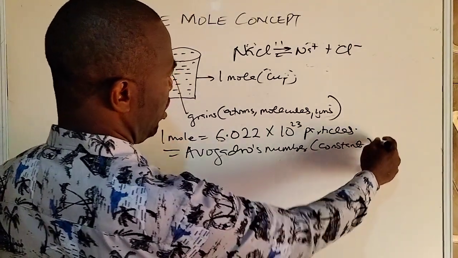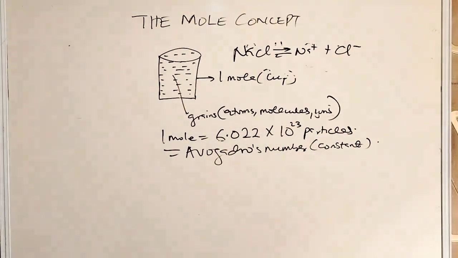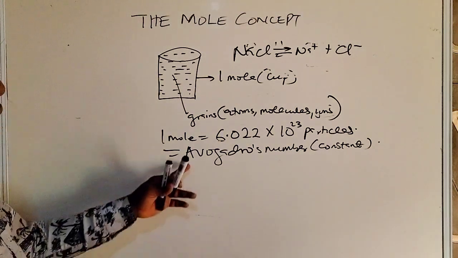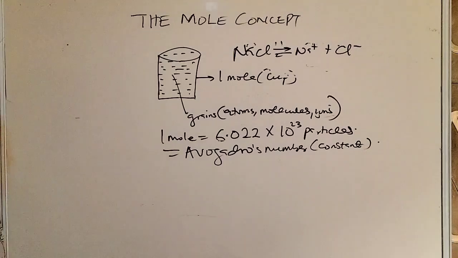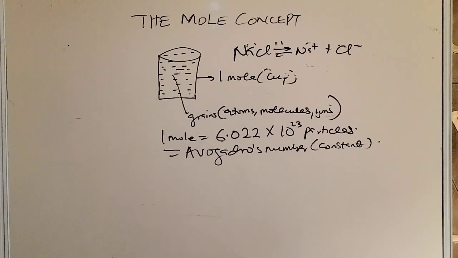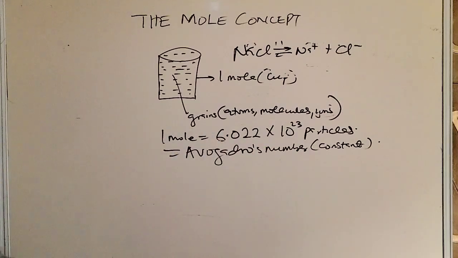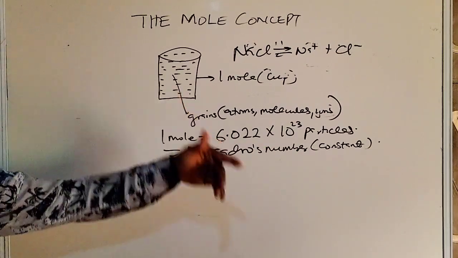Amedeo Avogadro was an Italian lawyer that later developed interest in mathematics and physics and later on became a professor of maths and physics. So you can wonder, somebody that was a lawyer before, then developed interest in sciences. But you have to know that Avogadro did not introduce this number. No. Even though this number was named in honor of him.